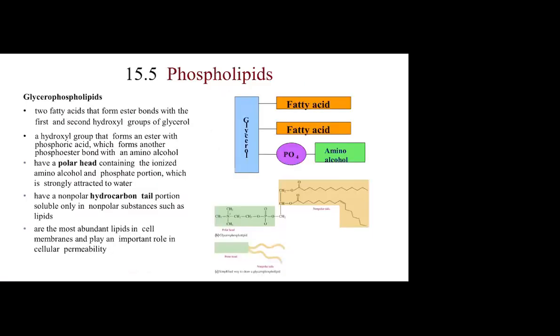Now, today we are going to move on to another lipid that also contains fatty acids. Now, phospholipids, or glycerol phospholipids specifically, let's understand that these molecules are very important in biological systems. Because these are the most abundant lipids in the cell membrane, and they play an important role in cell permeability.